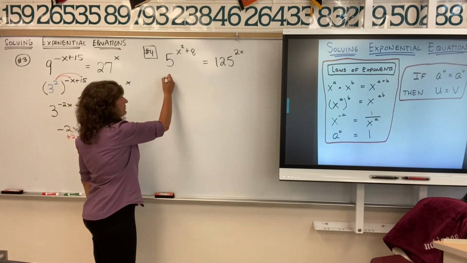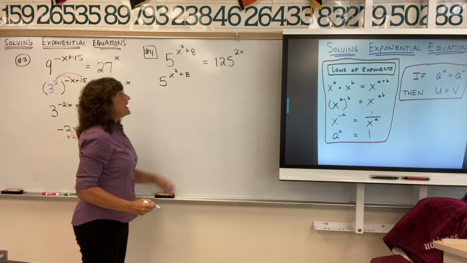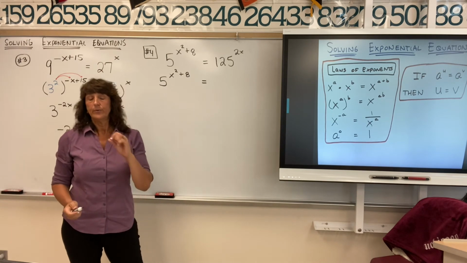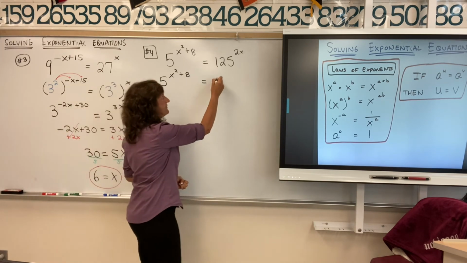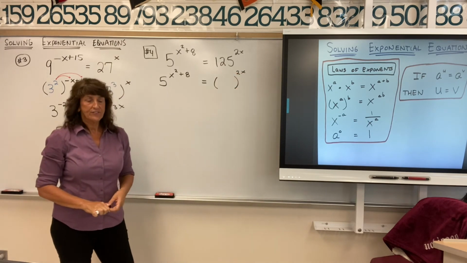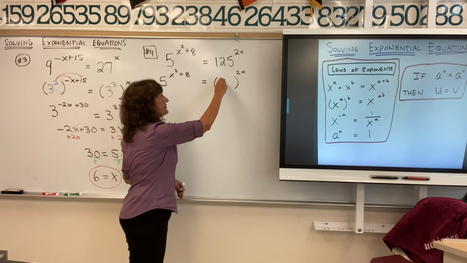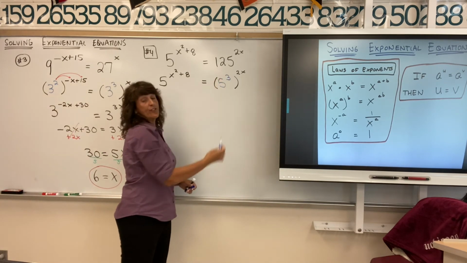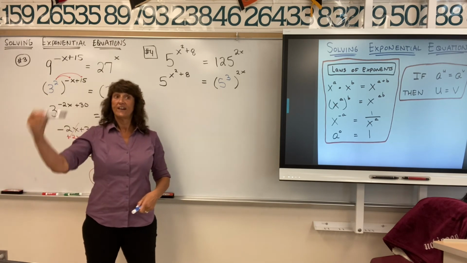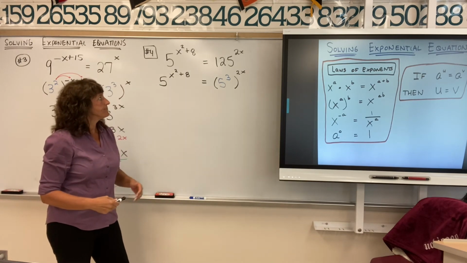So on the left side, we already have base 5, so bring it down to the x squared plus 8. On the right-hand side, how can we write 125 as base 5? 125 as base 5 is 5 cubed, 5 to the 3rd power. 5 times 5 is 25, 25 times 5 is 125. So 5 times 5 times 5.